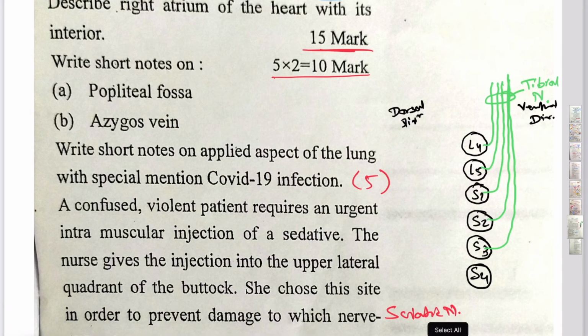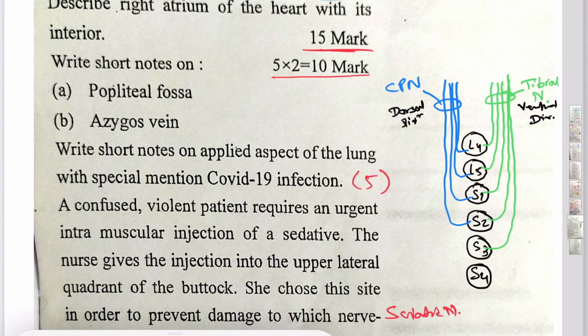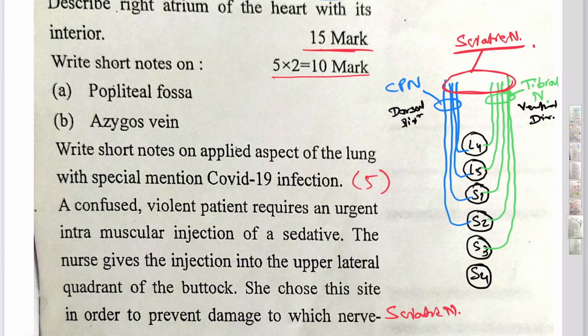Similarly, from the dorsal divisions of these ventral primary rami arising from L4, L5, S1, S2, the nerve formed is called the common peroneal nerve. So if you tie both these nerves or cover them with a sellotape together like this with a common epineurium, now this nerve is called the sciatic nerve. So remember that the sciatic nerve is a combination of the tibial nerve and the common peroneal nerve.